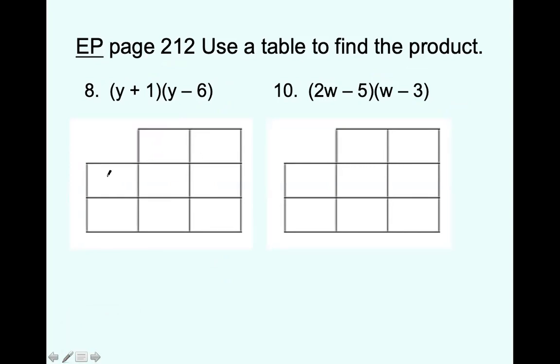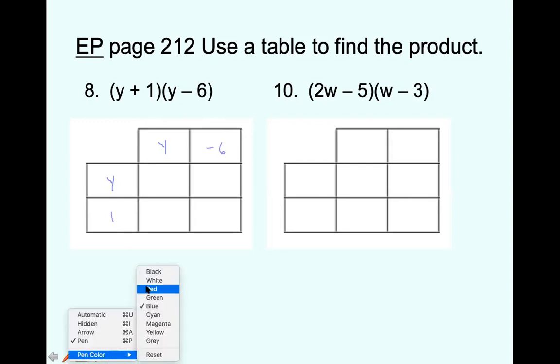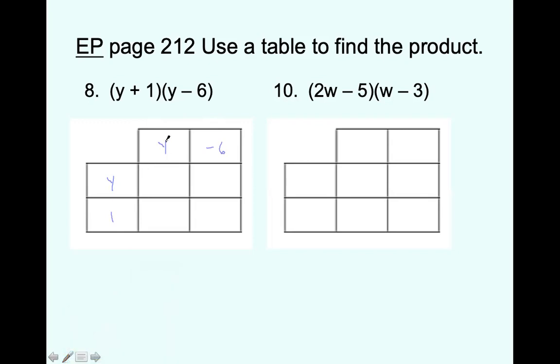So I'm going to put my y here and my positive 1. I'm going to put a y here. And I got to be careful. This negative goes with the 6. Notice this was a positive 1, so I didn't worry about putting the 1 there. All right. So now I'm going to grab a different color here for a minute. I need to do these little, it's like doing a multiplication table if you think about it.